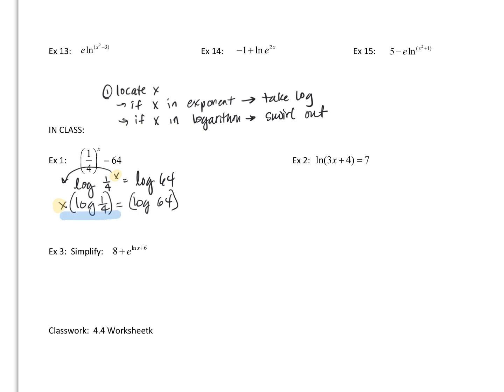Divide both sides by the log of 1/4. And that's what I can put in my calculator. So I'm going to put in the log of 64 over the log of 1/4. This is a little different than how I did it in the video, but it works. So I get -3.